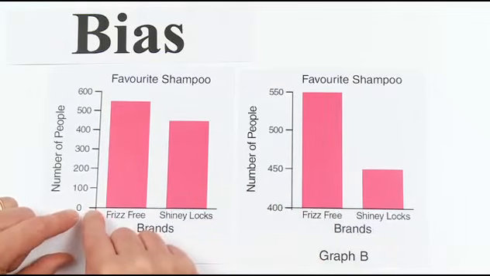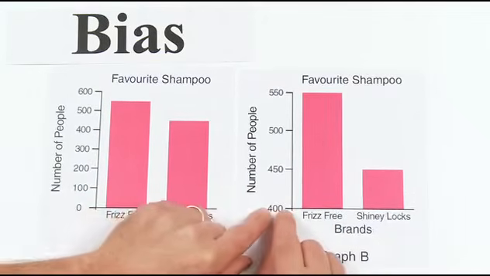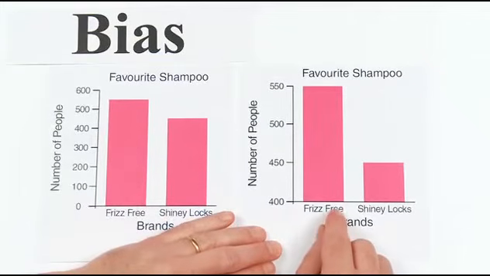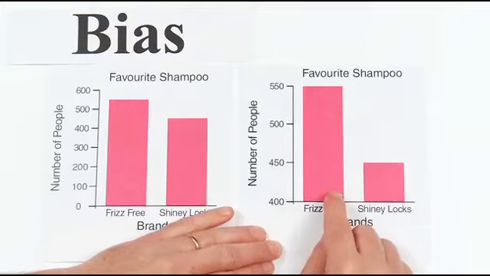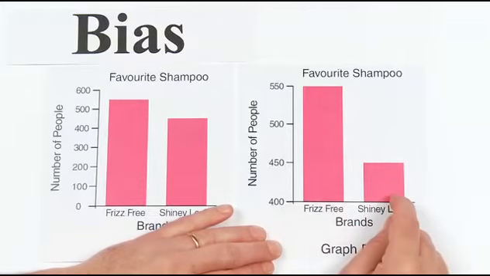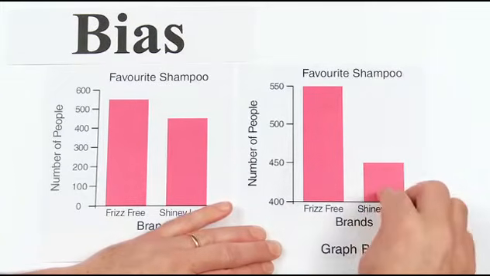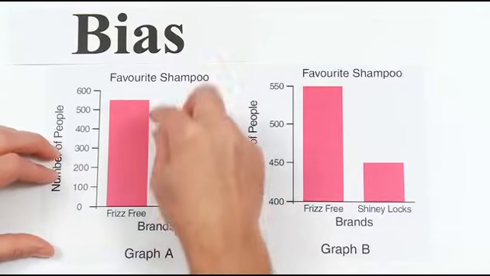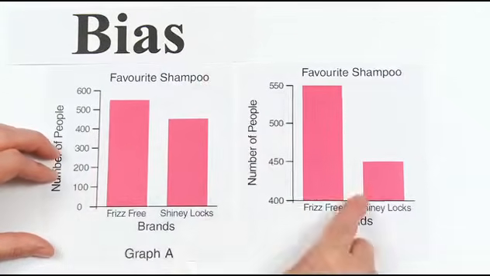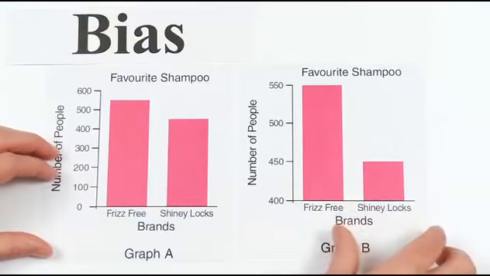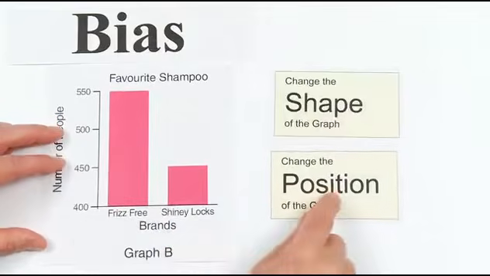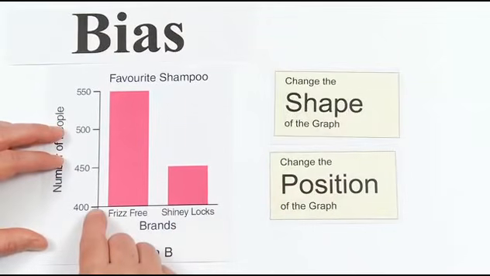They're no longer starting at 0. They're starting at 400. But look at the drastic results. Now it looks like Frizz-free is way more popular than Shiny Locks. 3 times as popular. But in reality, it's not. It's not even close. It's a little more popular, but nothing like what this one does. Why? Because they've changed the position of the graph by not starting at 0. Be on the lookout for that.